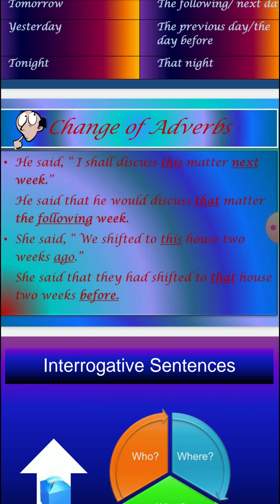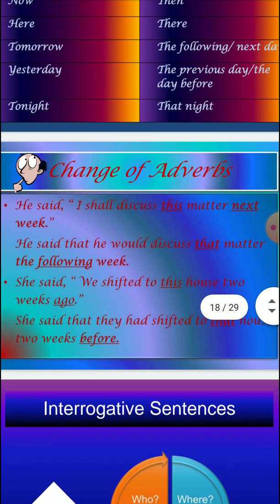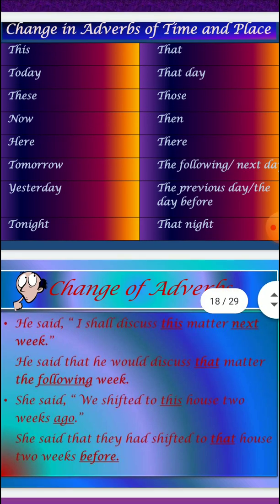Another example, let us consider. She said, "We shifted to this house 2 weeks ago." So, she said that they had shifted to that house 2 weeks before. Clear? So these are the changes you have to make in case of adverbs. Whenever you find an adverb in your sentence, you're going to make changes accordingly.